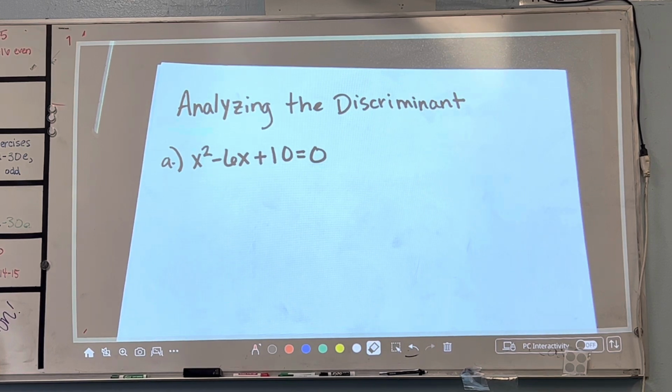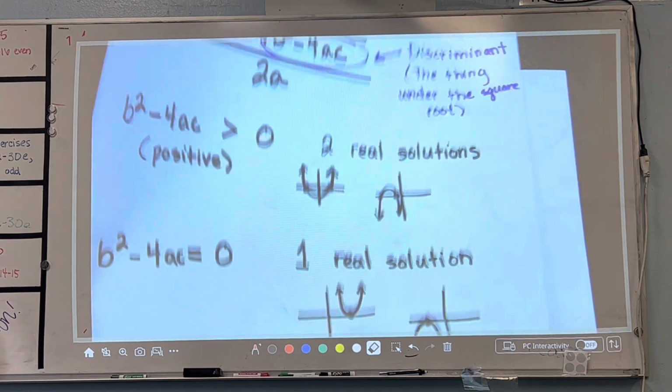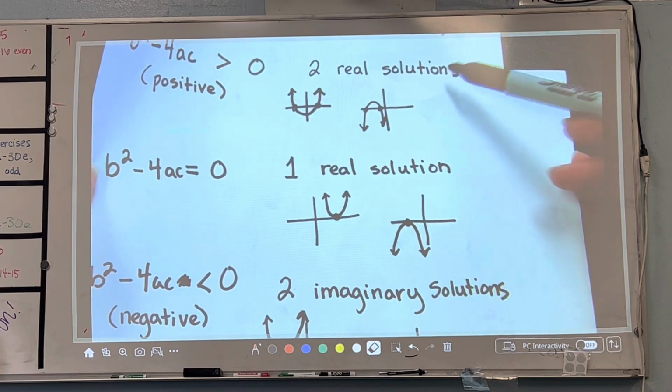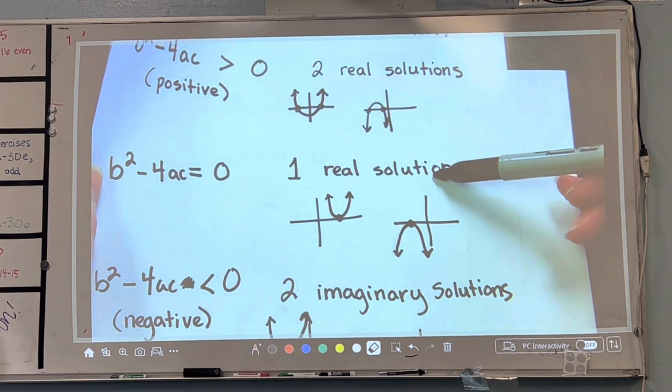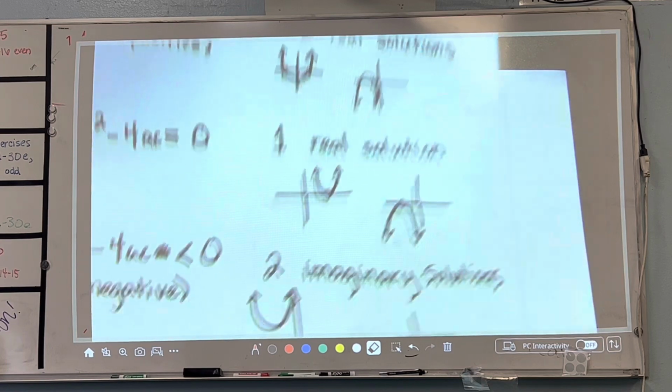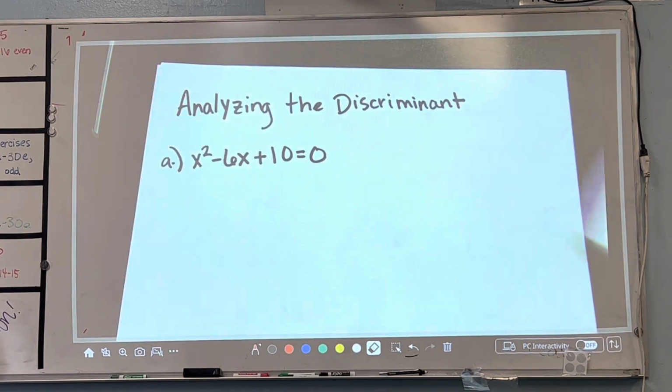So what that means is, we made that little chart. Look at the discriminant and then describe the number of solutions and what kind they are. So 2 real solutions, 1 real solution, or 2 imaginary solutions. Those are your 3 options. If it says tell how many and what kind, these are your 3 possible answers. You either have 2 real, 1 real, or 2 imaginary. So that's what you're being asked to do.